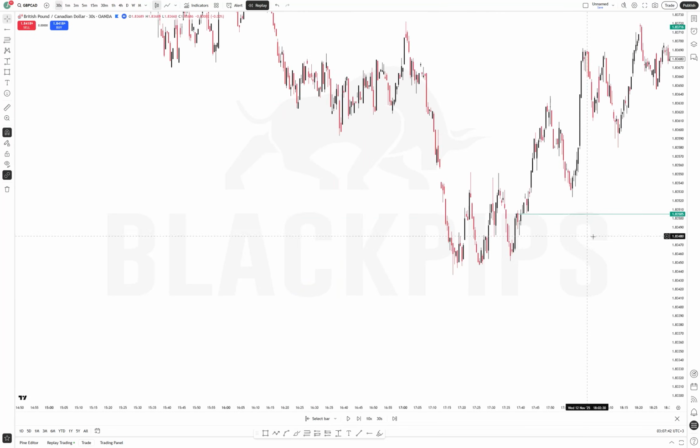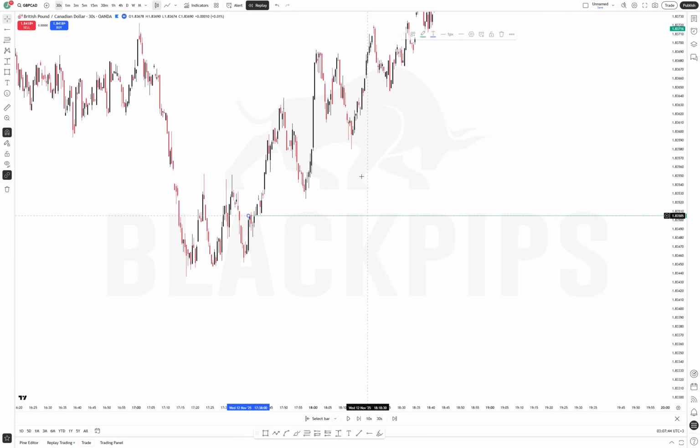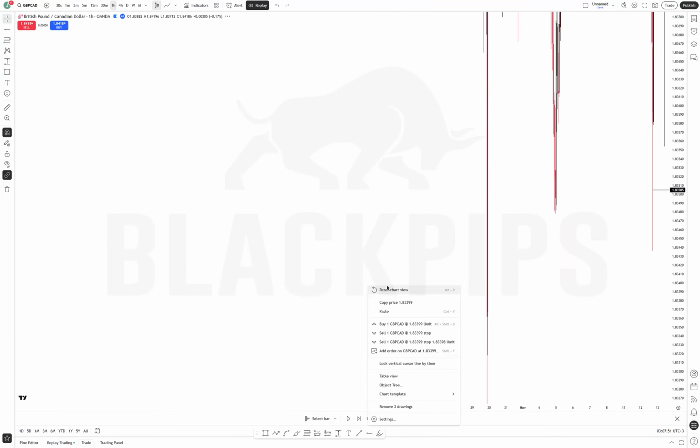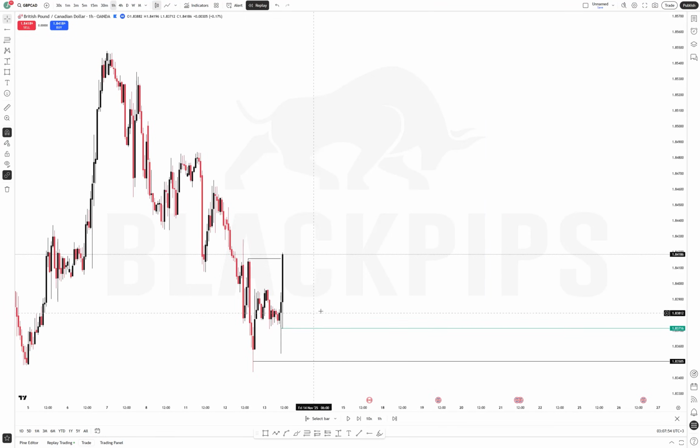So we can take the entry from this point. We put the black line there. We take the entry from that point, we have to put the entry from that point, and wait for the market to come.